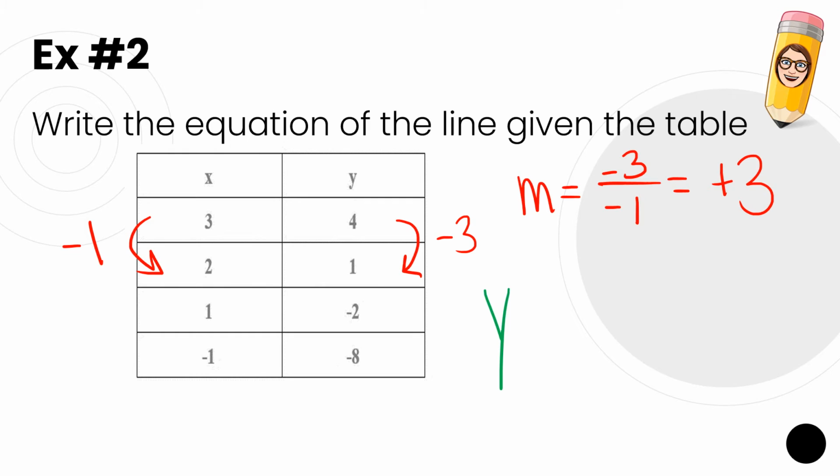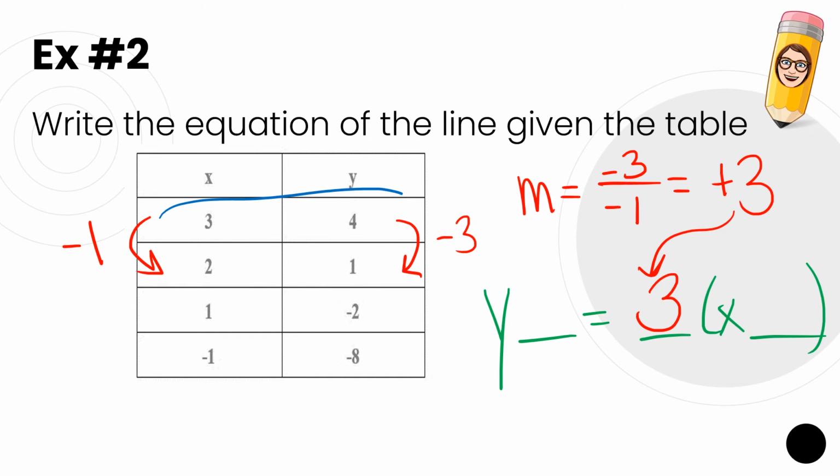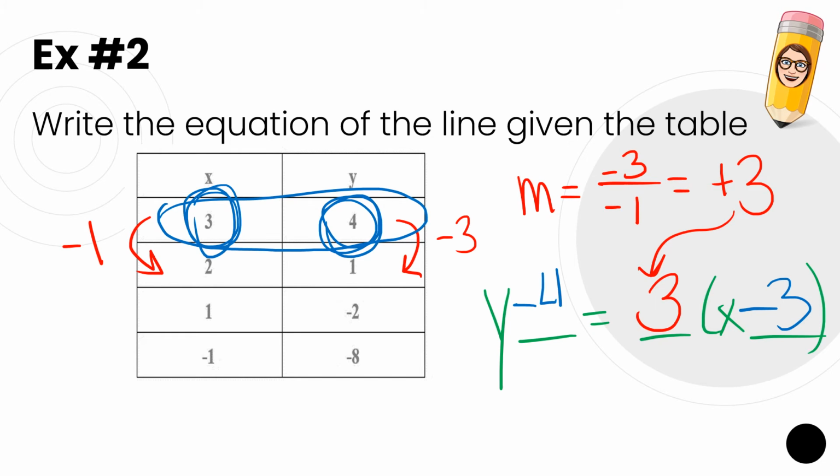Let's write our point-slope form. Our slope that we just found always gets written in front of the x. Next, we need to pick a point. I'm just going to pick the first one because it's first, but really you could pick any of the 4. If my x is positive 3, I write x minus 3. If my y is positive 4, I write y minus 4. I have my point and my slope form.